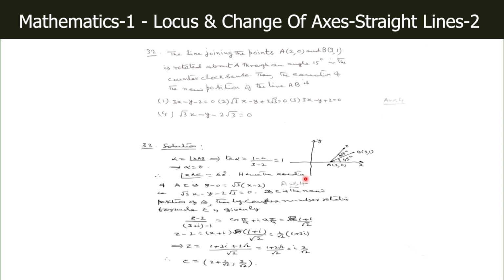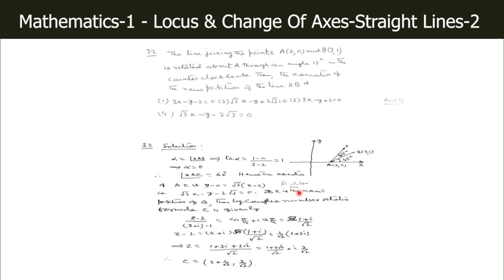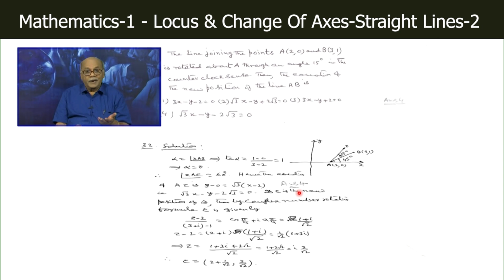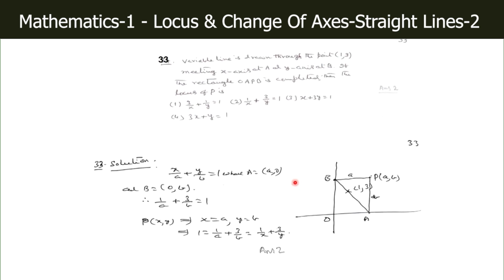The remaining part of the solution is only for your interest. I have obtained the coordinates of the new position of the point B, that is, the coordinates of C itself. By using complex numbers this is very easy. Last time I explained how to find the new complex number using the rotation formula. I have worked it out even though it is not asked in the question.